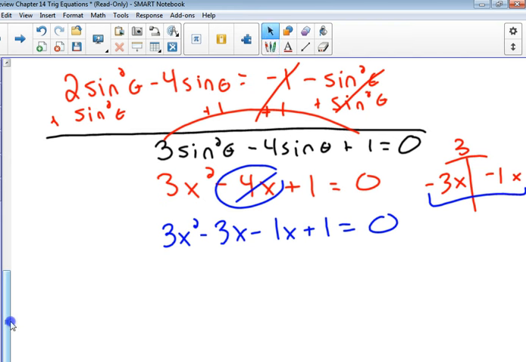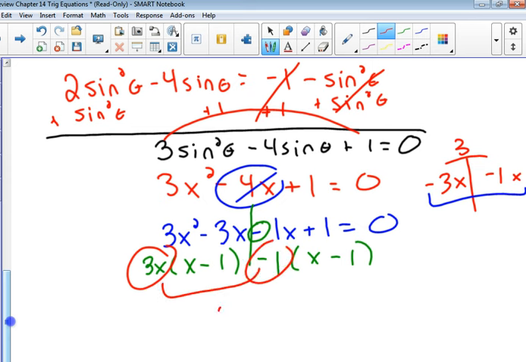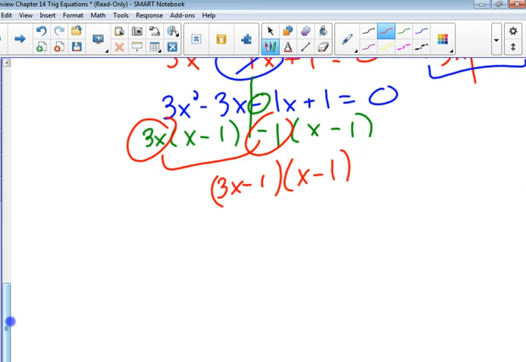What's your GCF? 3x. Perfect. And you have x minus 1. What about the GCF over here? Negative 1. Make sure you take the sign out too, and then do your GCF out of there. If you divide these, positive divided by negative is still going to be negative, so we should still have the x minus 1. You join your GCFs together. You're going to get 3x minus 1, and you write that bubble one time.